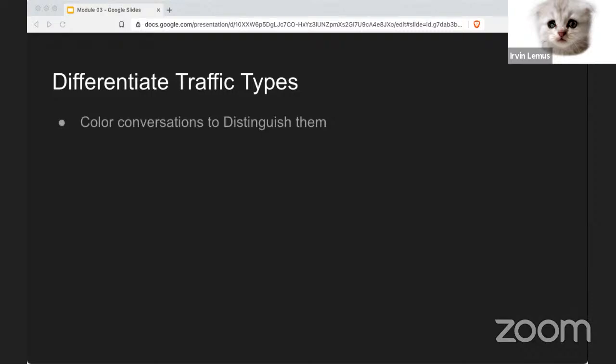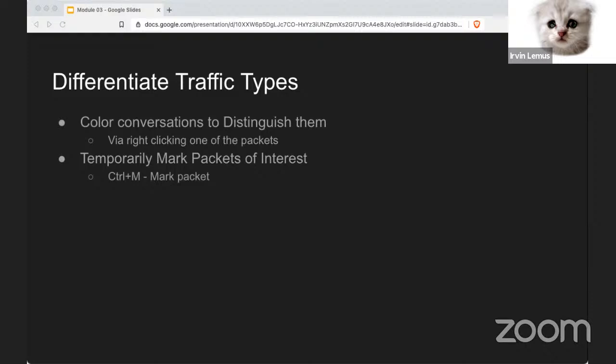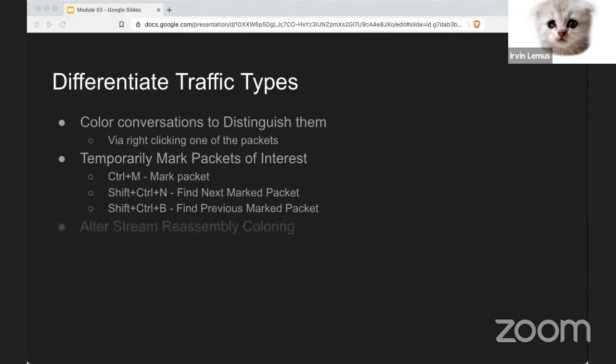Again, color conversations to distinguish them. You can right-click any one of the packets, and then you could temporarily mark the packet of interest as well. That could be with Control-M. Shift-Control-N will find the next marked packet. Shift-Control-B will take you to the previous marked packet.